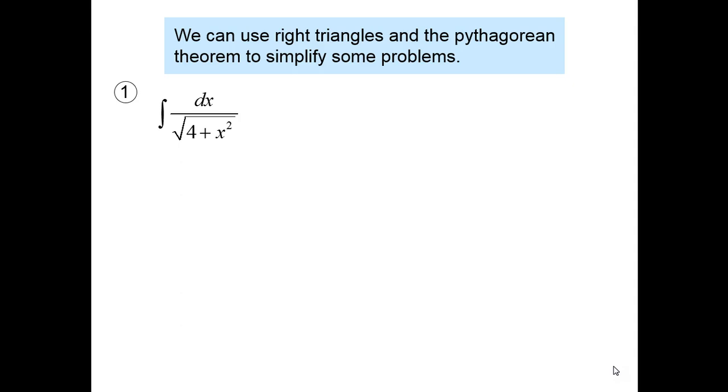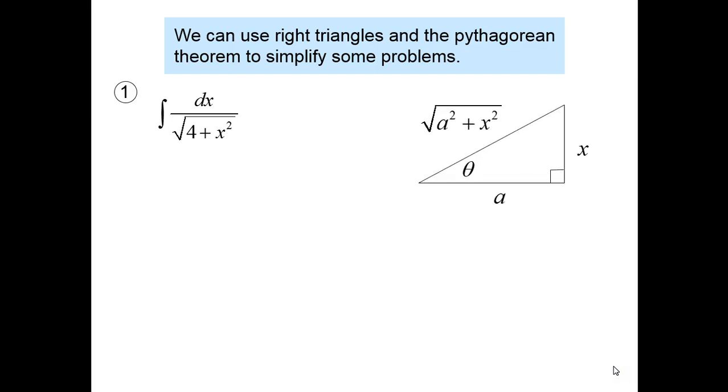We're starting off with the integral of 1 over the square root of 4 plus x squared. Now, this doesn't look terribly complicated at first, but I want you to notice that right now we don't have any other way we can integrate this. It's not an arcsine or arctan or any of those. We can't do a u substitution, so we need some other technique to figure this out.